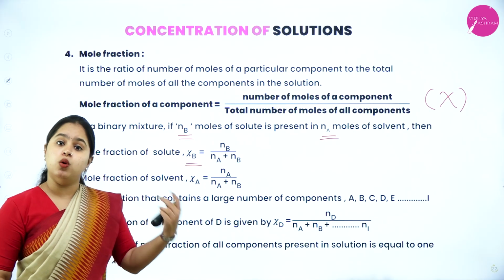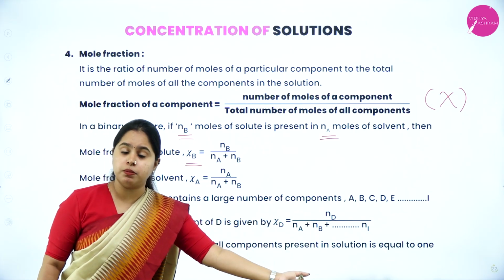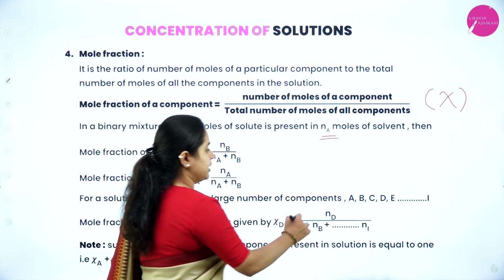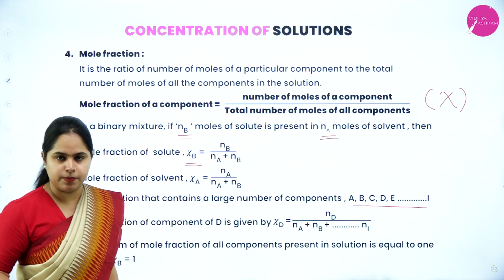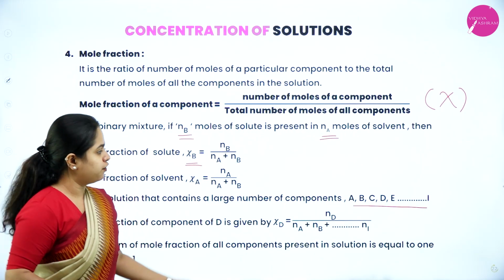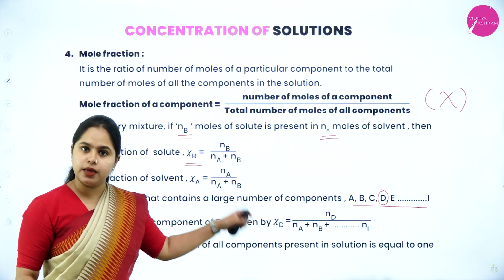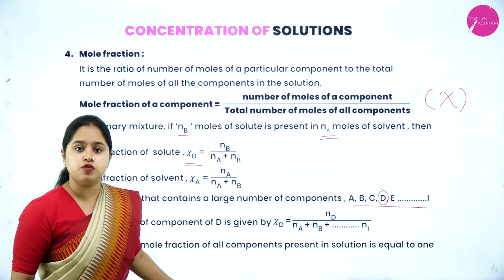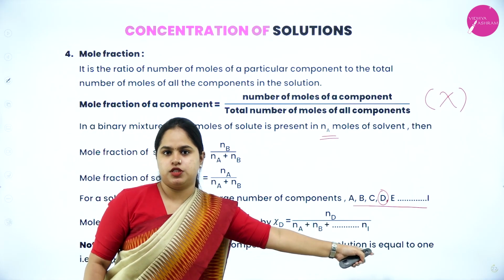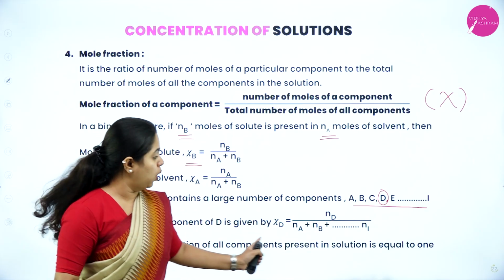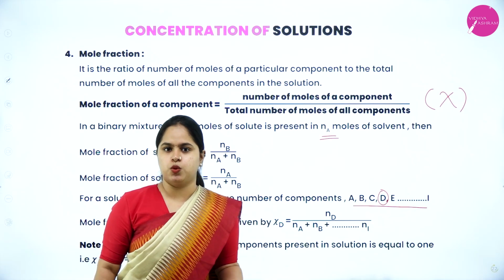Now, if there are more than two components, let's say for a solution that contains a large number of components, we are considering A, B, C, D, E till I components are there. In that case, if I want to find out the mole fraction of just D, how do I find? The same equation, right? Yes, the number of moles of D divided by the number of moles of all the components present. Yes, I hope it is understood what is mole fraction.